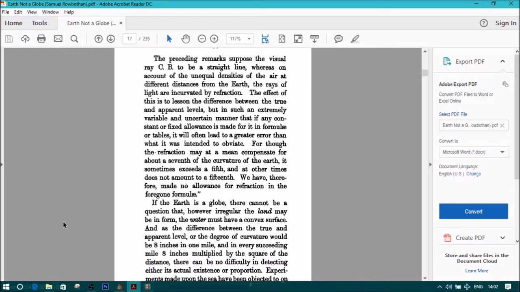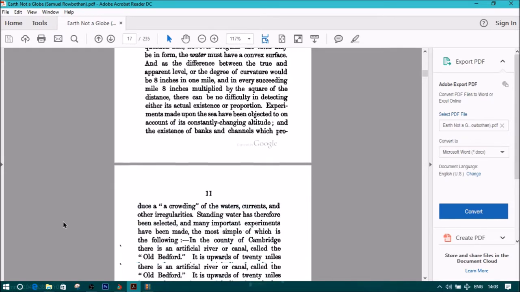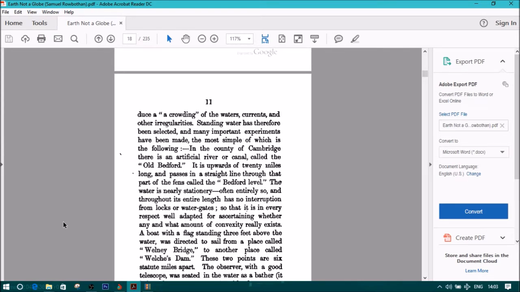If the Earth is a globe, there cannot be a question that, however irregular the land may be in form, the water must have a convex surface. And as the difference between the true and apparent level, or the degree of curvature, would be 8 inches in 1 mile, and in every succeeding mile 8 inches multiplied by the square of the distance, there can be no difficulty in detecting either its actual existence or proportion. Experiments made upon the sea have been objected to on account of its constantly changing altitude, and the existence of banks and channels which produce a crowding of the waters, currents, and other irregularities.